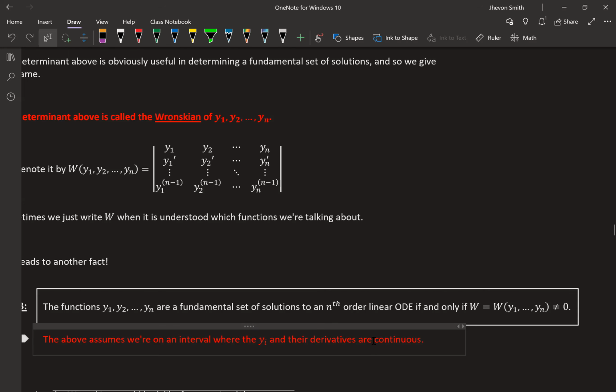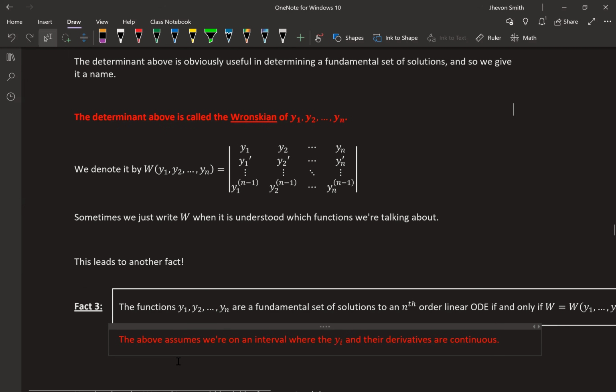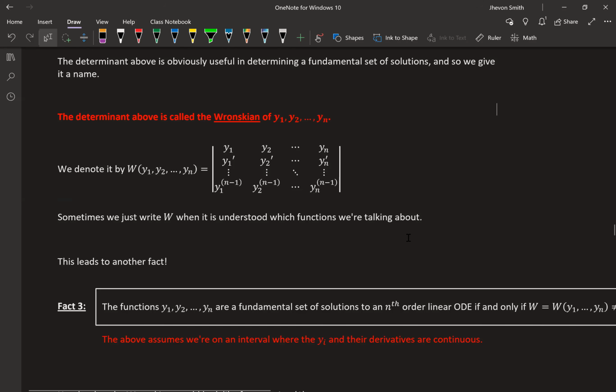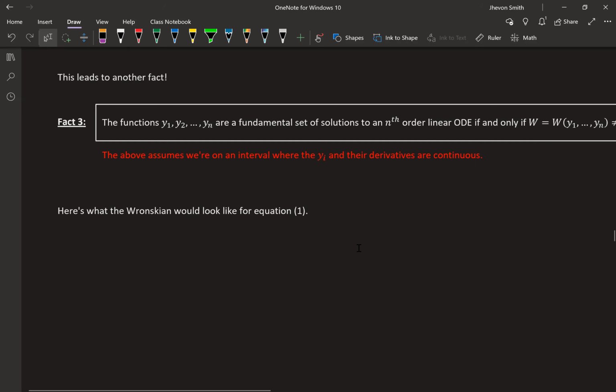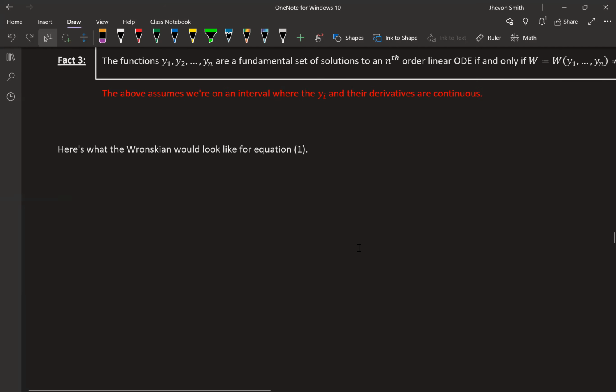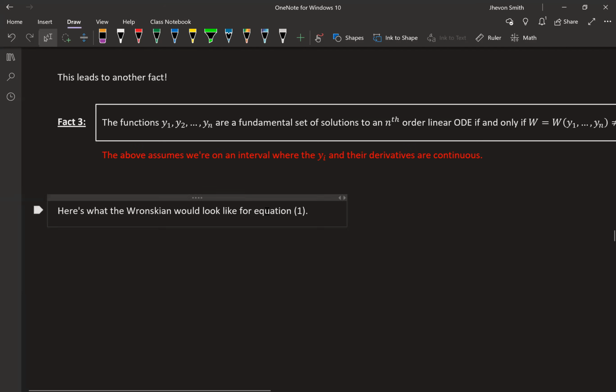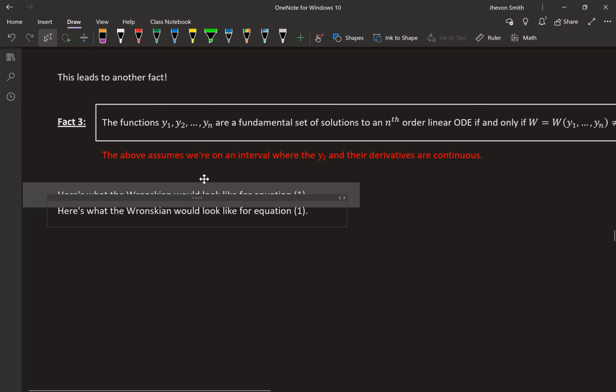And of course, this assumes our functions are continuous and whatever, right? If our functions are discontinuous, then everything I say, all bets are off, doesn't work. But yeah, so that leads us to a very important fact. Here's what the Wronskian would look like for equation 1.